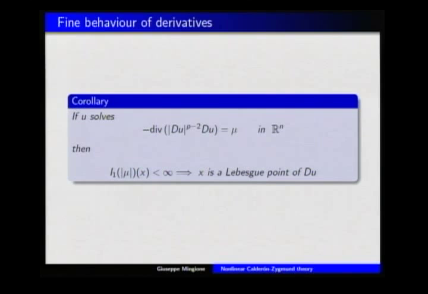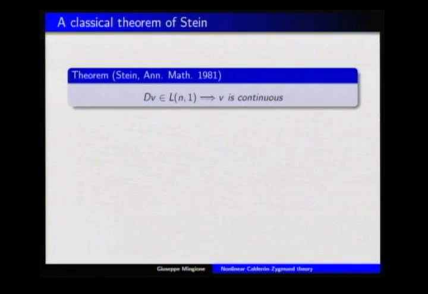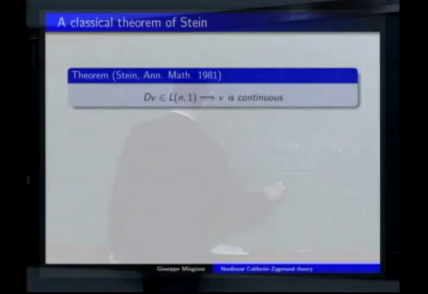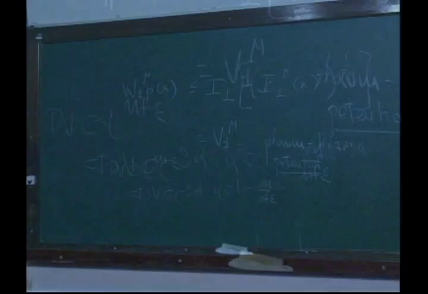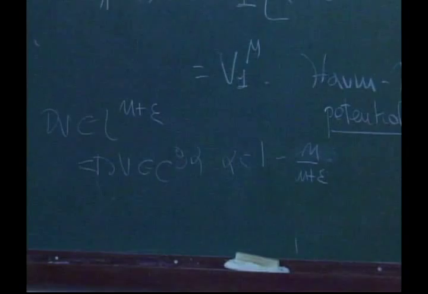Okay, now let me go back to a fundamental, famous theorem of Stein that tells you the following. Everybody knows that when the gradient belongs to L^n plus something, then this implies that u is Hölder continuous, and alpha is 1 minus this guy. But now, when epsilon goes to zero, you want to know the largest space that still allows for gradient continuity. This is the Lorentz space. This is a famous theorem of Stein.